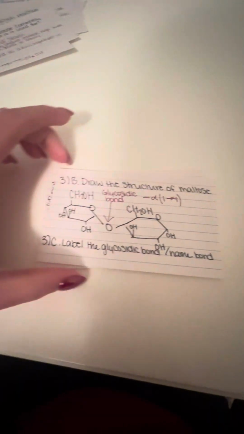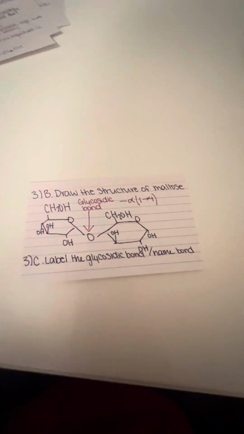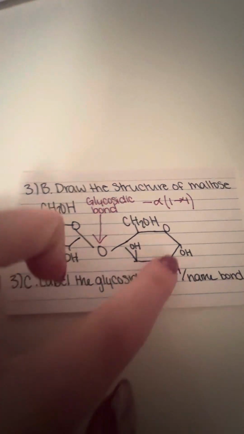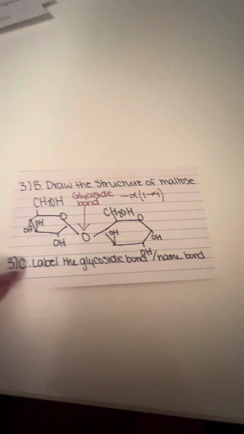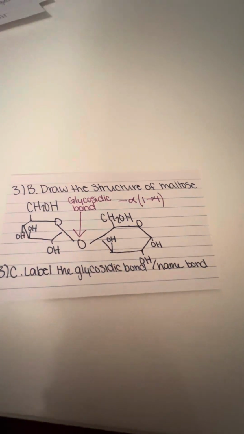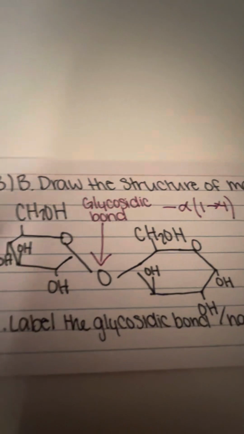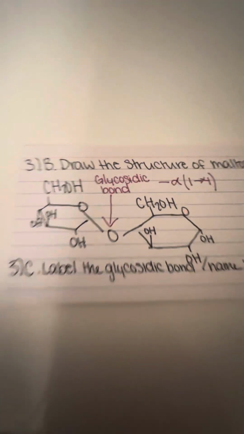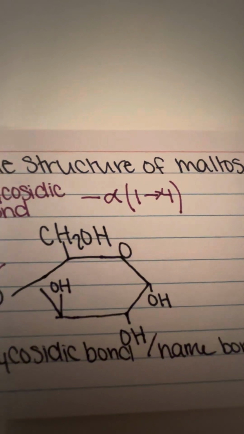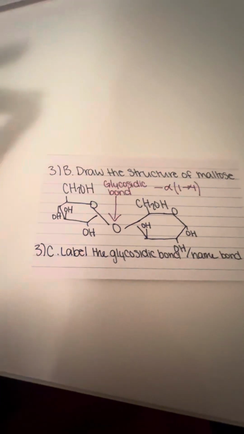The next part to that question was to draw the structure of maltose. So here is the structure. The next part was to label the glycosidic bond and then name the bond. The oxygen is the glycosidic bond in the middle, and then there is the name. I just put those on one card.